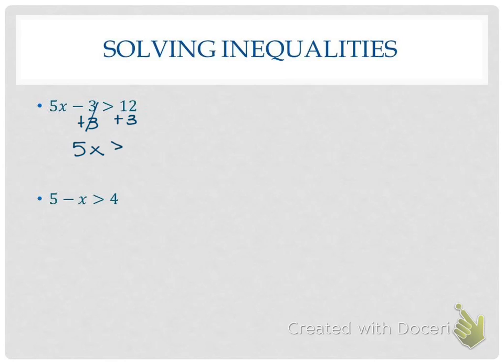5x is greater than 15. Matthew, what would I do now? Divide by 5. And I get x is greater than 3. Did I need to change my sign? No, because I didn't divide by a negative number. So now I draw my number line. Am I going to have an open circle or a closed circle? Open. And which direction am I going to shade? To the right. Very good. Every number greater than 3.